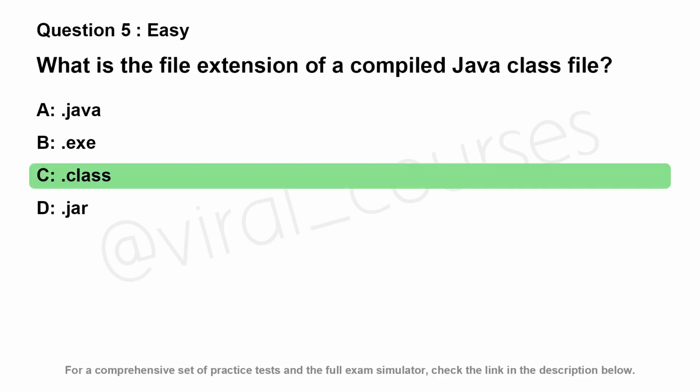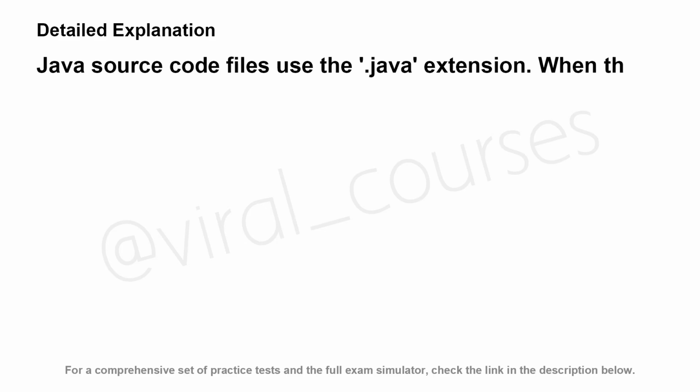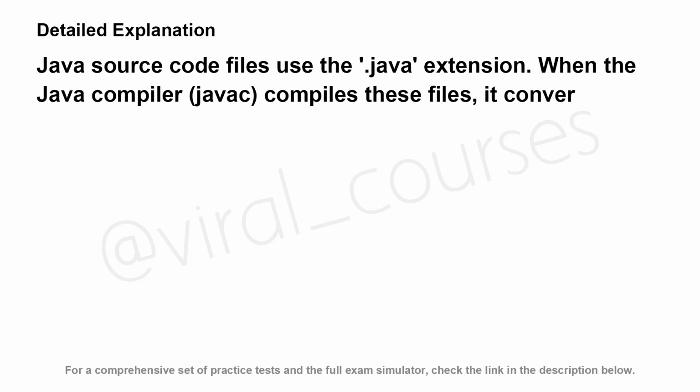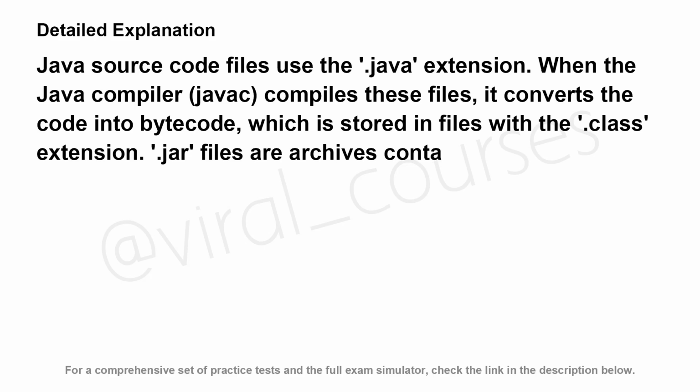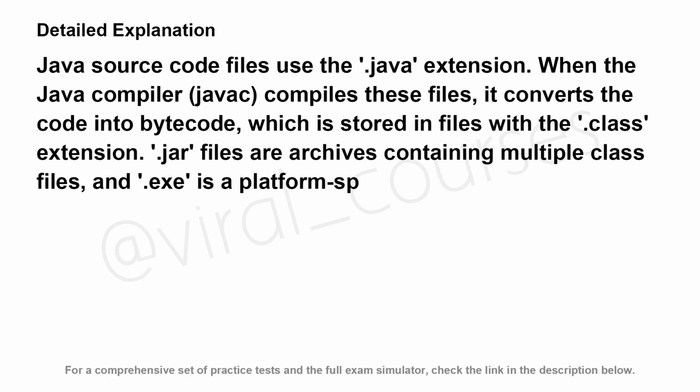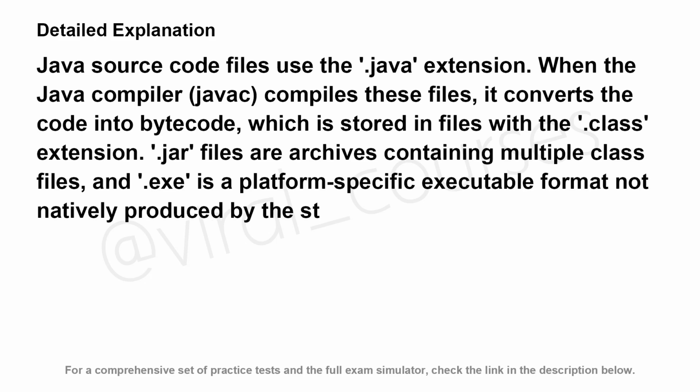The correct answer is C. Java source code files use the .java extension. When the Java compiler, javac, compiles these files, it converts the code into bytecode, which is stored in files with the .class extension. .jar files are archives containing multiple class files, and .exe is a platform-specific executable format not natively produced by the standard Java compiler.